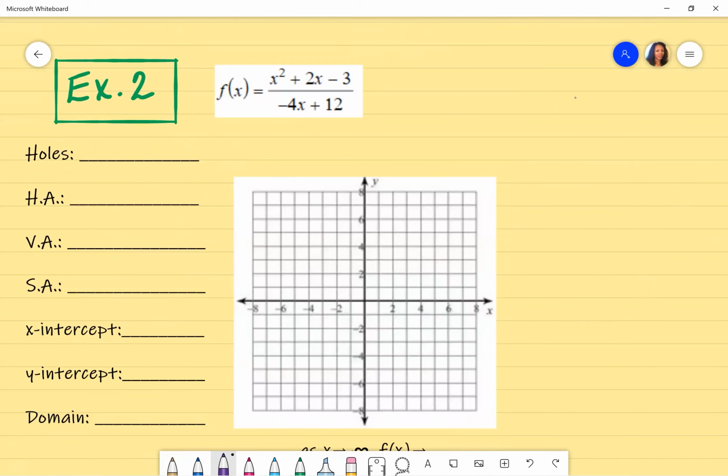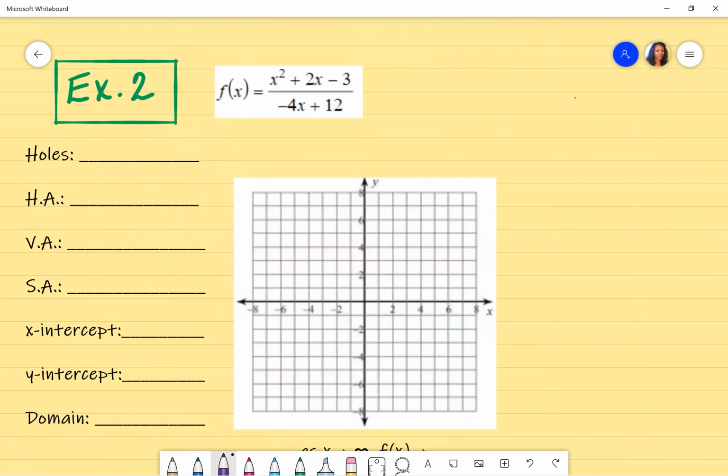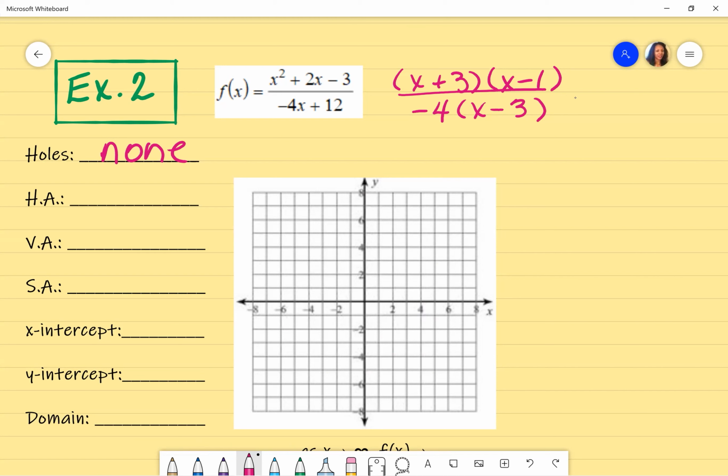For example 2, we're going to do the exact same thing, except we're going to go ahead and factor this first. So it looks like I do not have any holes. So what I'm going to write is none. Well, how do you know? Because nothing looks the same. This is a -3. This is a +3. So they are not the same.